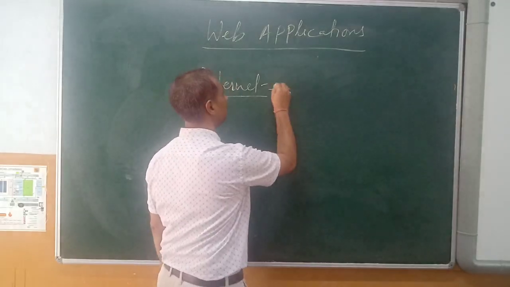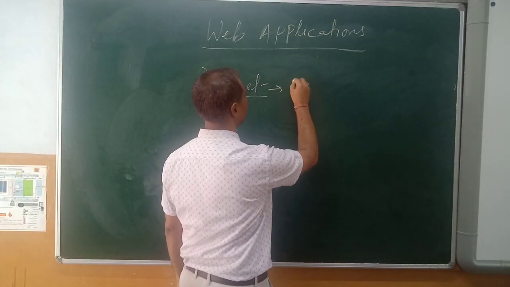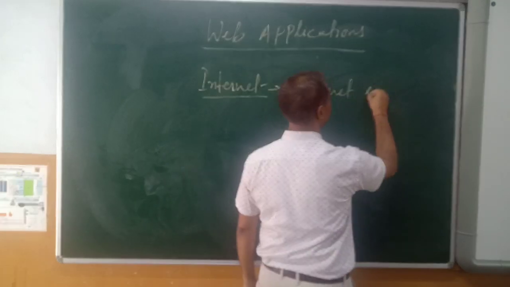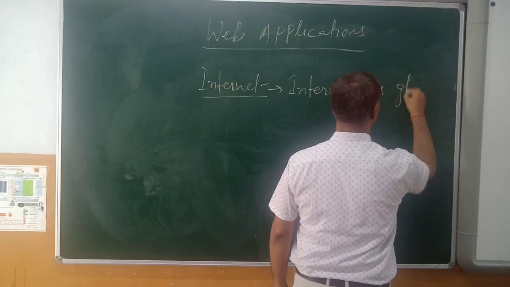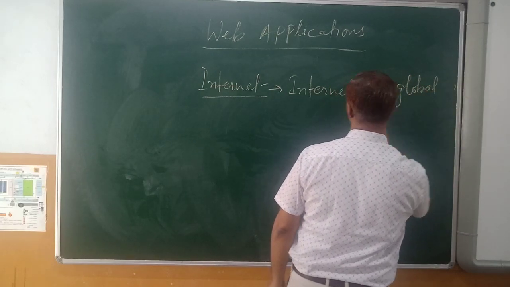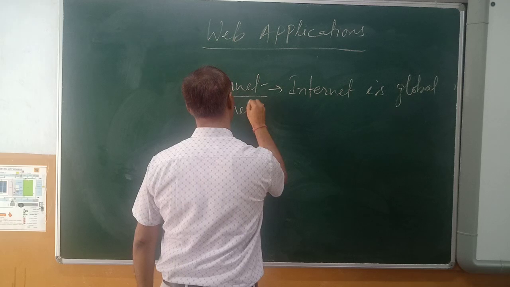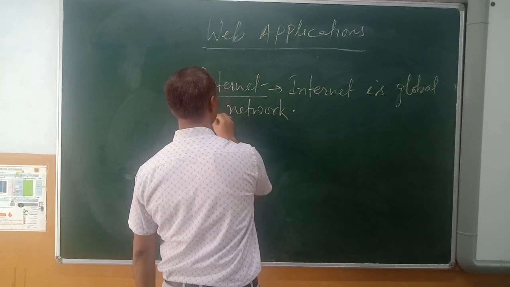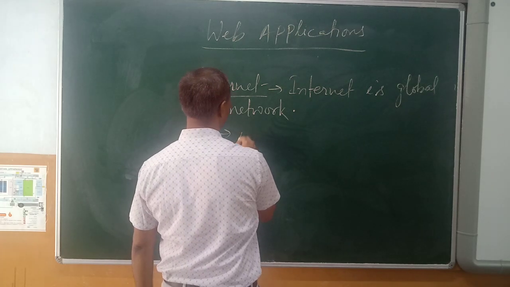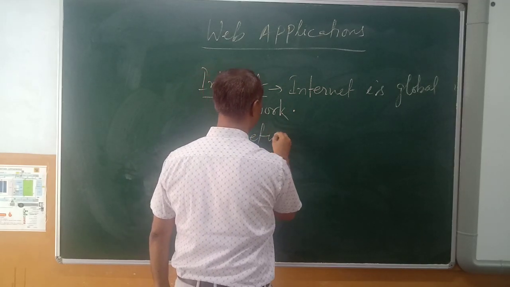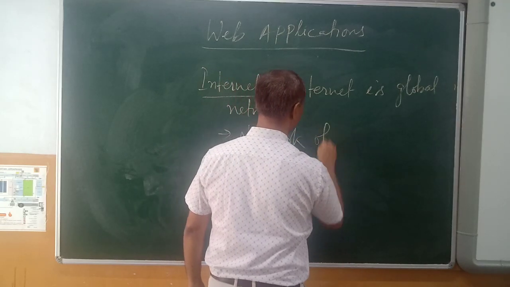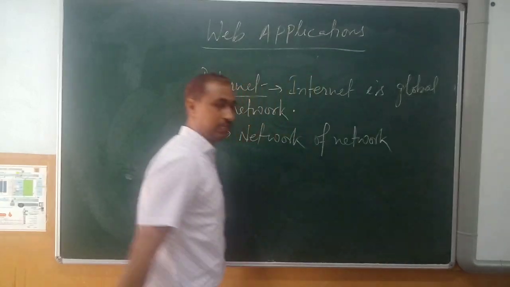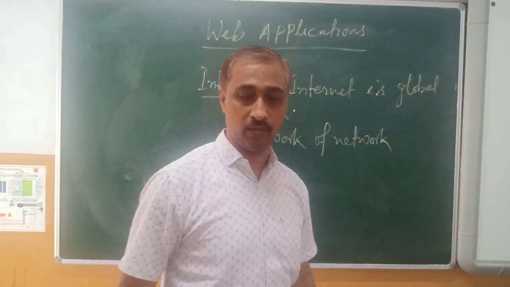Internet is a worldwide network. Internet is a global network. We can also say that it is a network of networks.